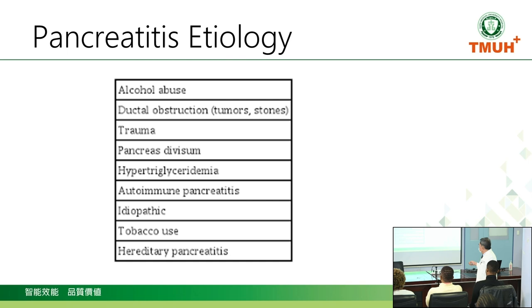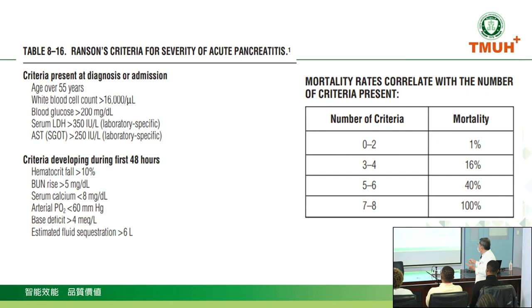Okay, pancreas. So for the pancreas, we usually assess how severe it is. We count this: Ranson criteria for severity of acute pancreatitis. Age more than 55, glucose more than 200, LDH, AST, hemoglobin drop, BUN rise. So you can see, if you count this, 7 or 8, nearly 100% pass away.